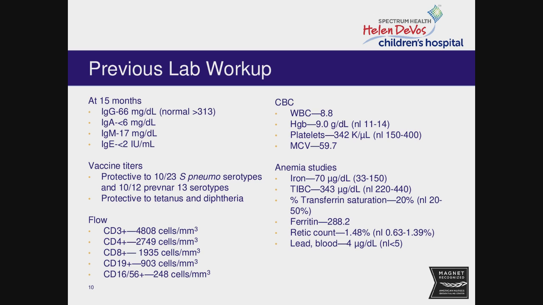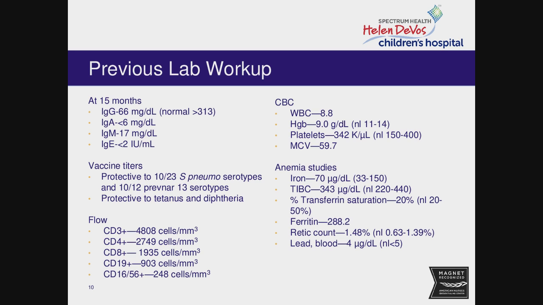Lab work that was obtained prior to our meeting this young man was at 15 months. He had an IgG of 66, IgA of less than 6, IgM of 17, and undetectable IgE. He did have appropriate immune response to vaccinations. His flow cytometry demonstrated normal B, T, and NK cells. His CBC persistently showed microcytic anemia, normal platelets, and white blood cell was 8.8.